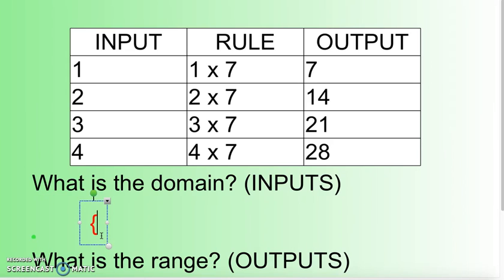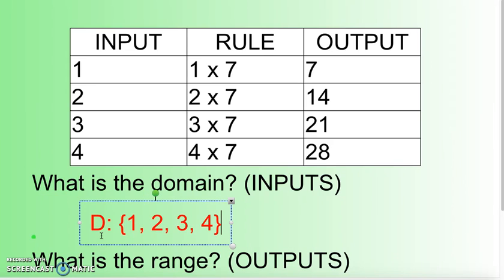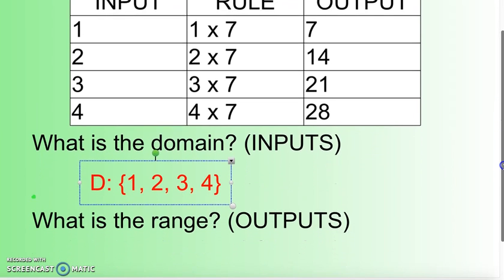So in this function table, what numbers did we plug in for the domain? So we're going to put D for domain, and then we're going to create a set. And all the numbers that we plugged in are the inputs. Those are numbers 1, 2, 3, and 4. So there's my set. That's for all the numbers that I plugged in. So that means if I wanted to graph, these are all the numbers on the x-axis, the line that's going straight right to left. These are all the numbers that I would begin with.